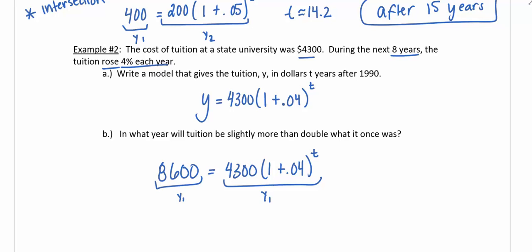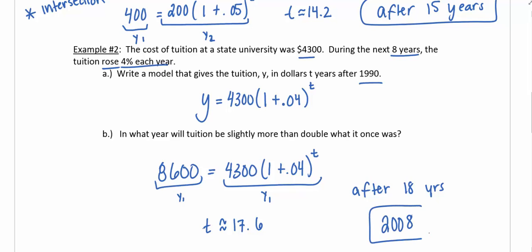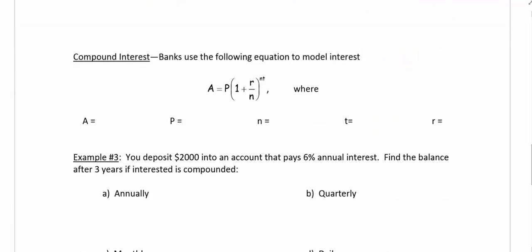No, really, I mean it, you have to pause. So you should have gotten t equals 17.6. So then it would double after 18 years, but it's from 1990. So that's in the year 2008. Again, make sure you know how to do this in your calculator. If you want to go see the example before, please do so.